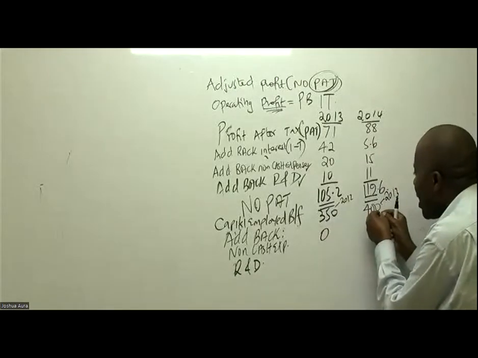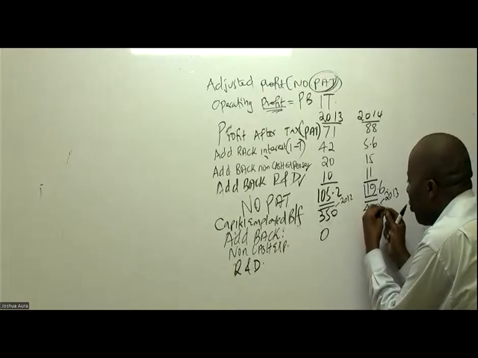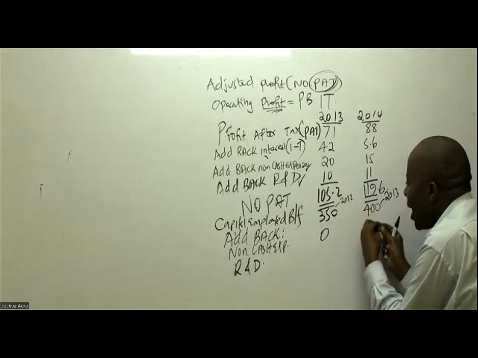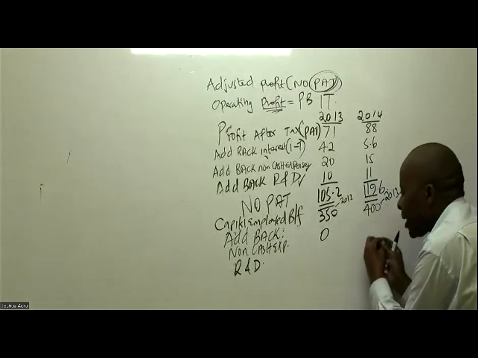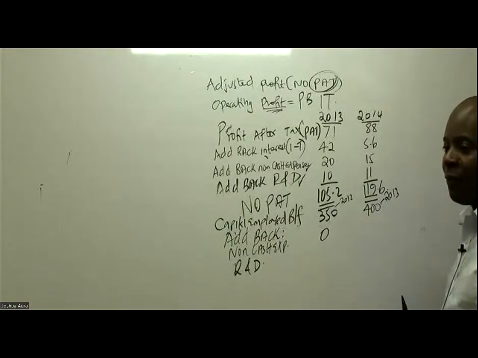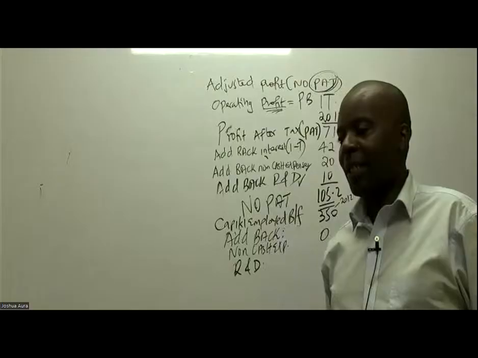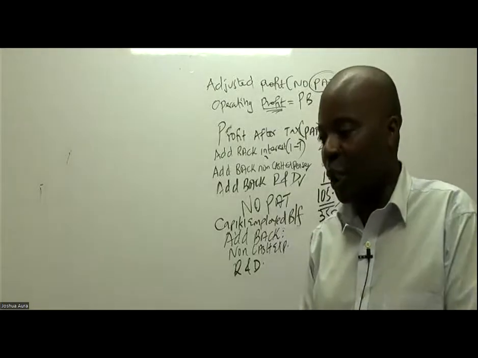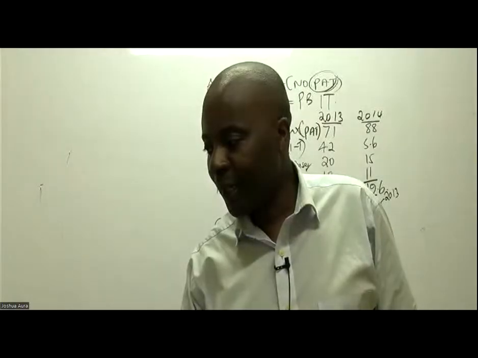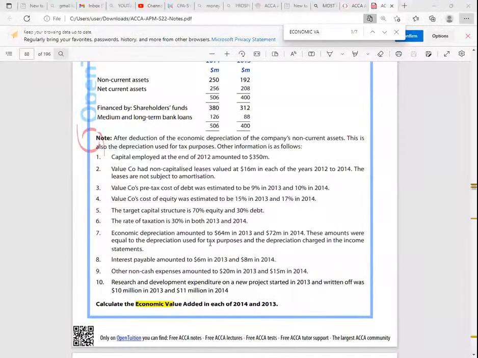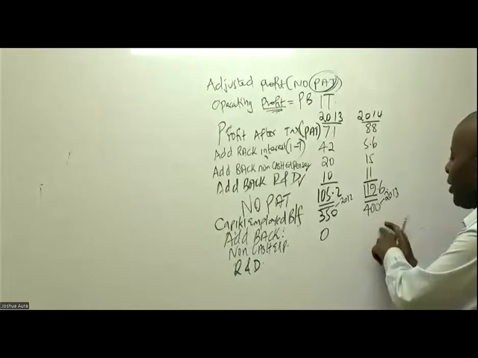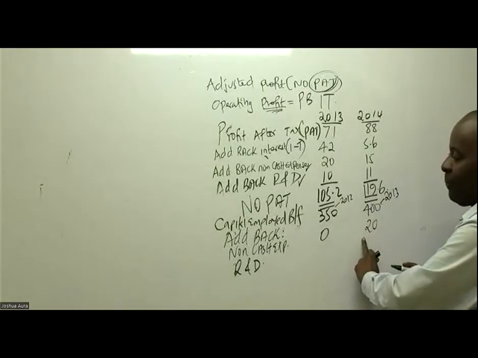But when I come here, this figure that I've arrived at, which was computed in 2013, I happen to be having the non-cash expenditure of 2013. Is there somebody who can see that non-cash expenditure of 2013? It is 20. This is what was deducted when this 400 figure was being arrived at. So here I should come in and add 20.